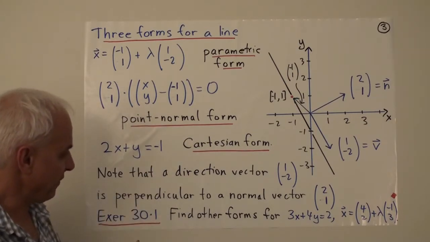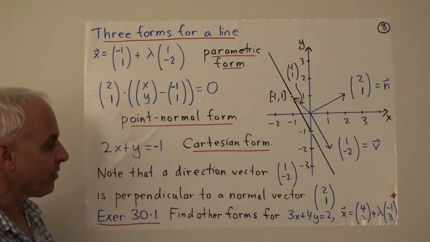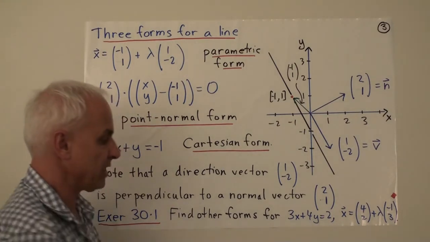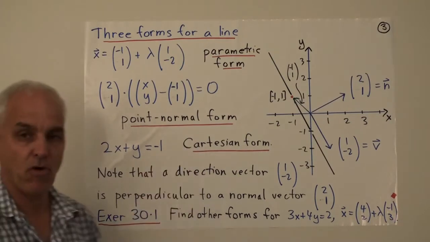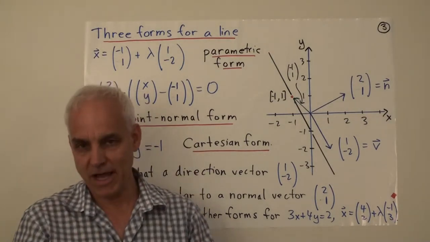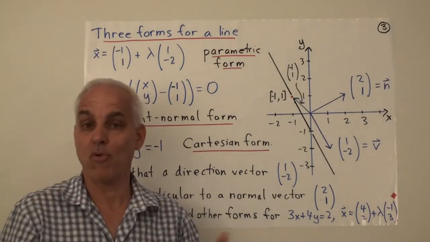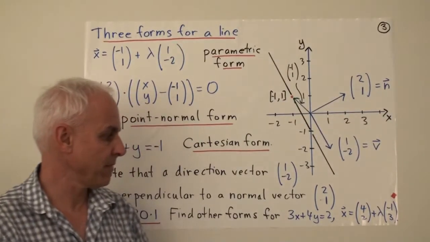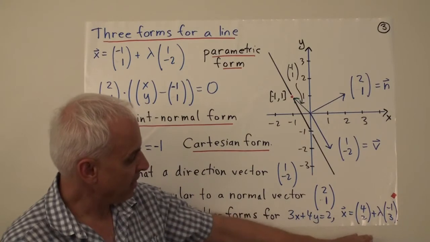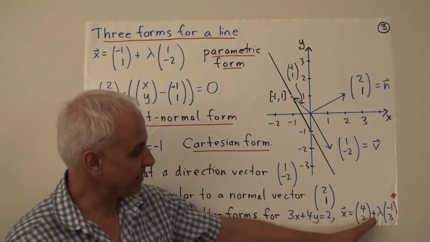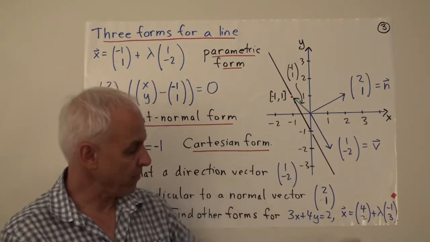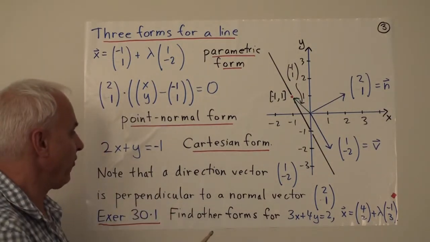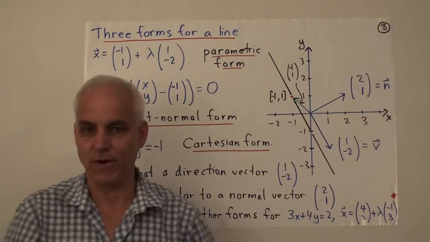Okay, so here's an exercise for you. Play around with this. Find other forms for this line, 3x plus 4y equals 2, in Cartesian form. So try to write down a parametric form and a point normal form for the same line. And you might like to graph it. And here's another line, x equals (4, 2) plus lambda (-1, 3). Graph that and write down point normal forms and Cartesian forms for it.